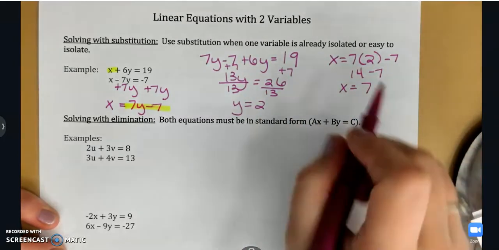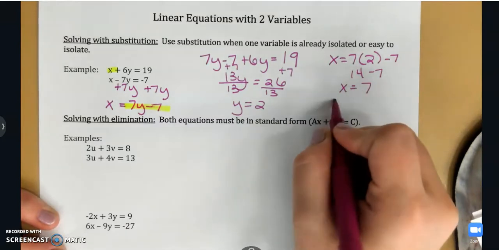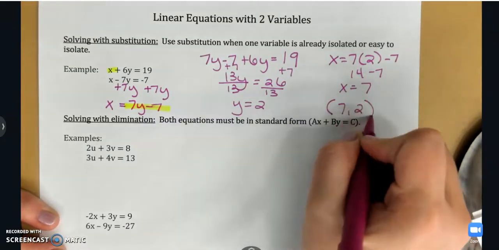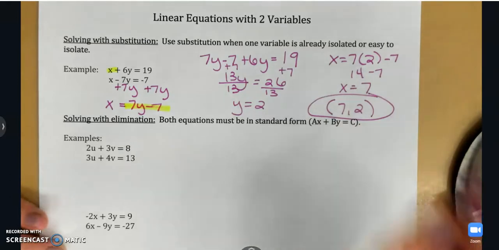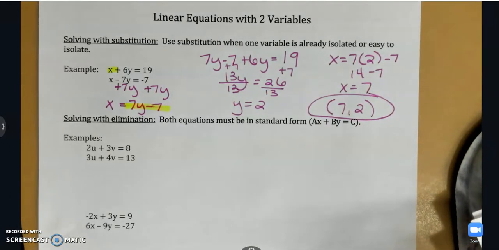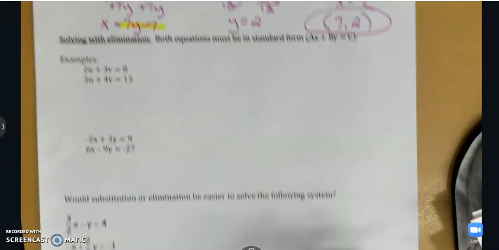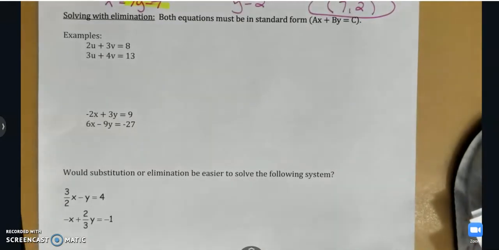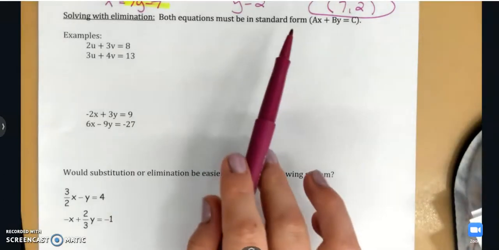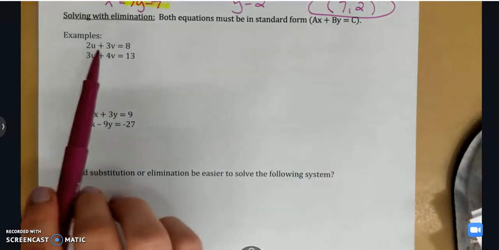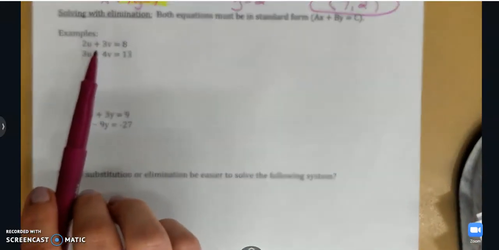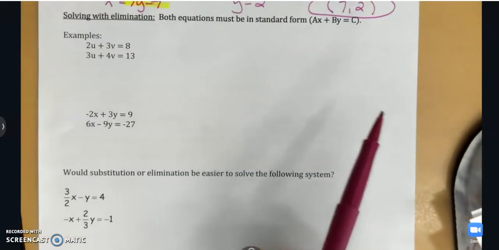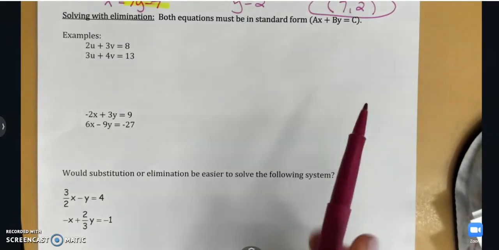So we want to give these answers as an ordered pair, so x comma y. So 7 comma 2. That is our answer. X is 7, y is 2. Now the other way we can solve these is with elimination. By elimination, we are getting rid of one set of variables. And to do this, both of our equations need to be in standard form, meaning all of my variables are on one side with like terms combined, and all of my constants are on one side.